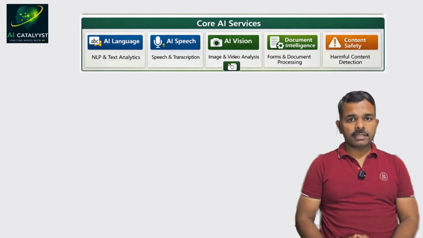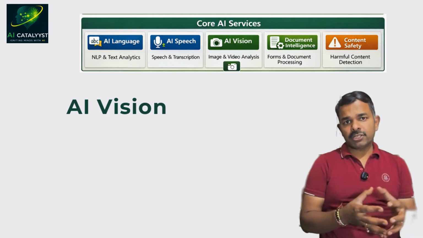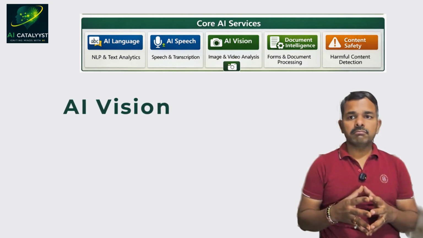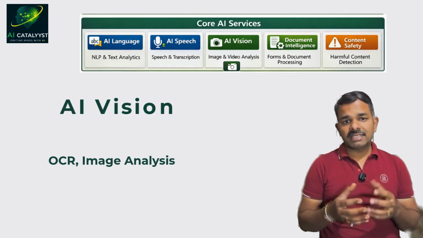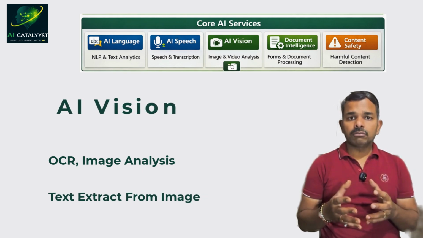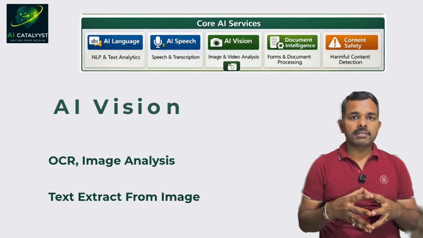Next is AI Vision. So anything and everything that needs to be done at an image or video level will be done by AI Vision. Either you use it for OCR, image analysis, text extraction from images, or maybe object detection, your go-to service is AI Vision.